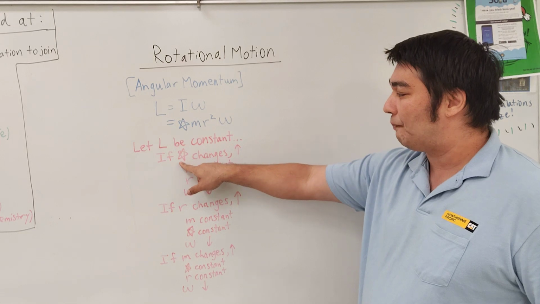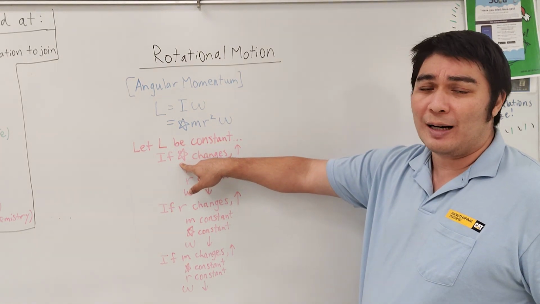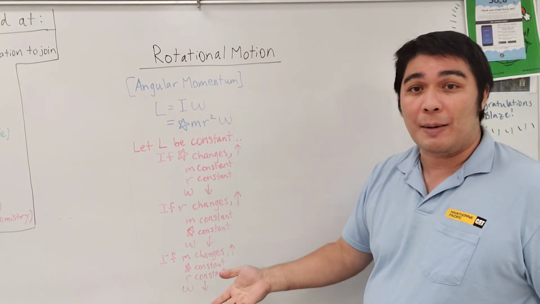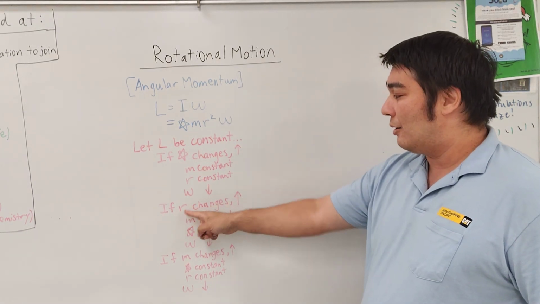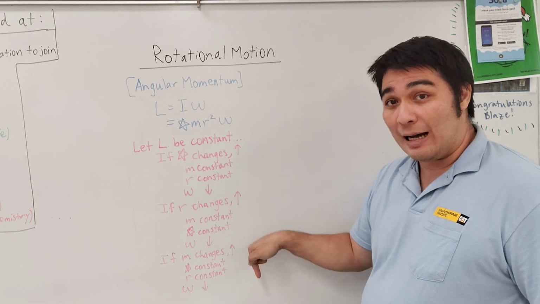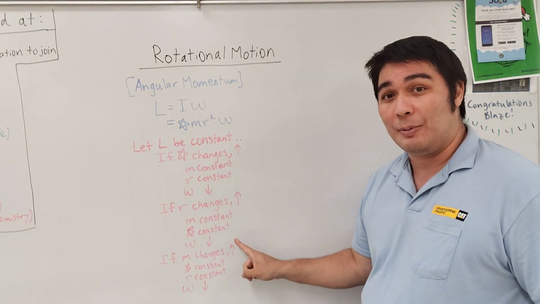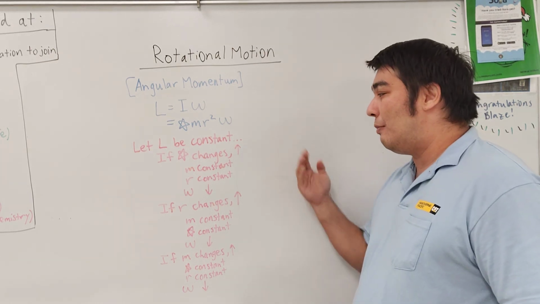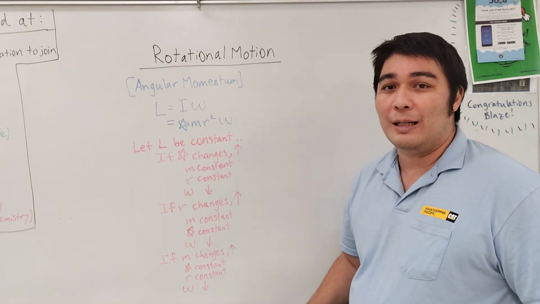So if I make this geometric factor go up a little bit, then my omega is going to go down by the same amount. If my r goes up, I'm going to slow down. If my mass goes up, I'm going to slow down, at least rotationally. So that's one of the results I'd like to put in there.